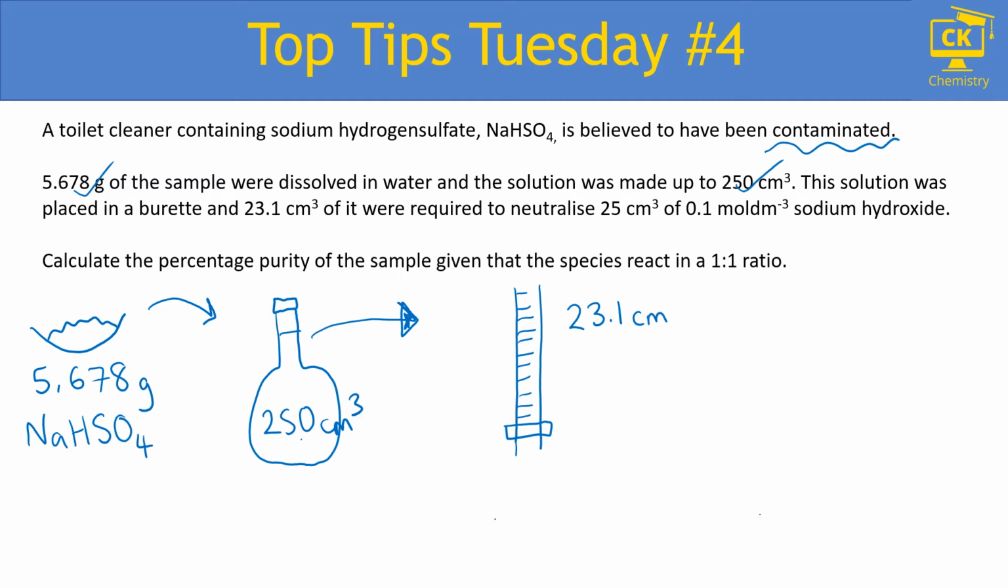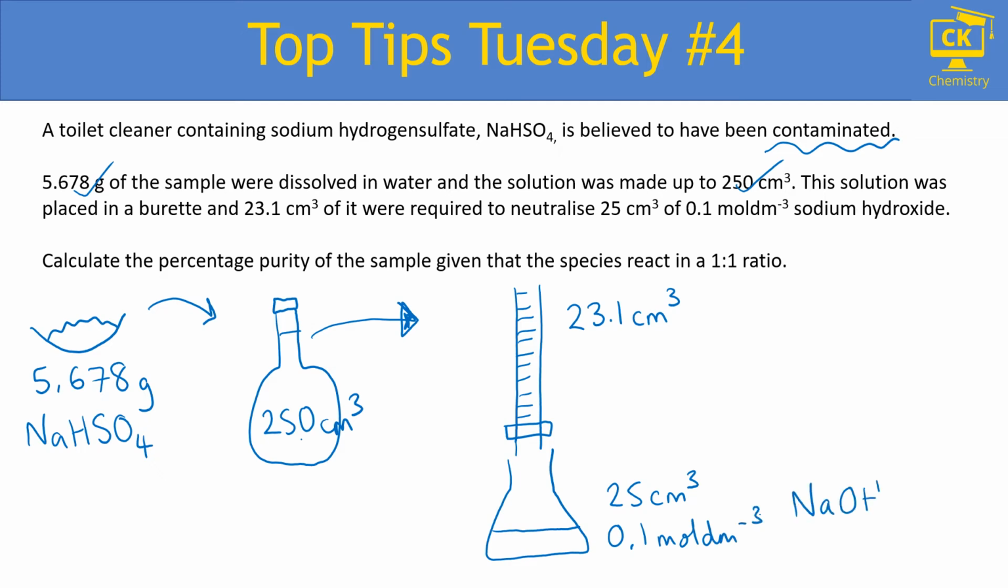but I do know that of that, 23.1 centimetres cubed were used, and then I also know that there's going to be another solution in my titration, and I have the volume of that as 25 centimetres cubed, the concentration 0.1 moles per dm cubed, and that is NaOH.